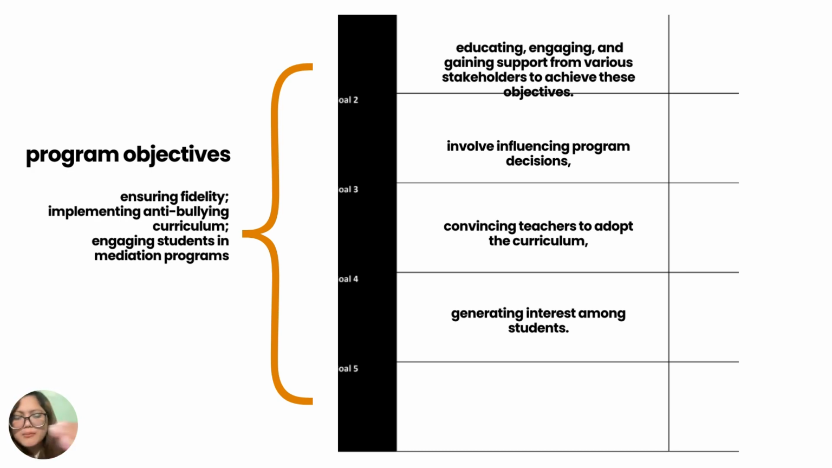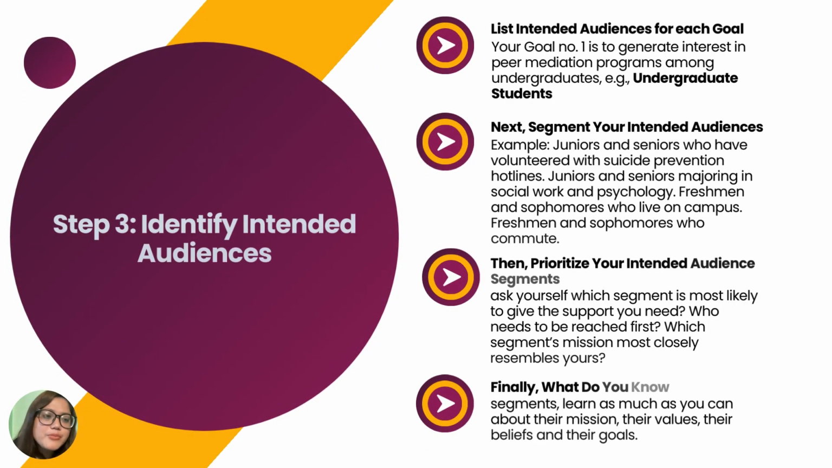So what you can see is that by setting up your program objectives, we need to identify communication goals for each of those program objectives. And after we do that, we need of course to prioritize these communication goals depending on your priority for your program objectives. Step number three is intended to identify intended audiences.